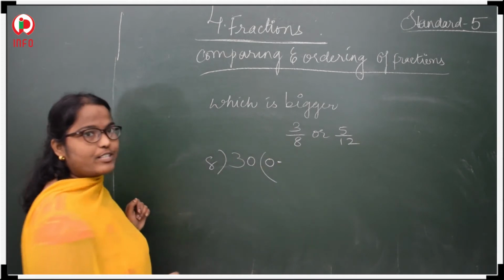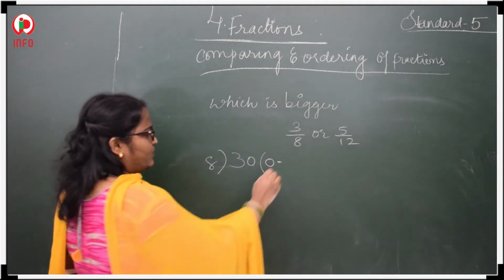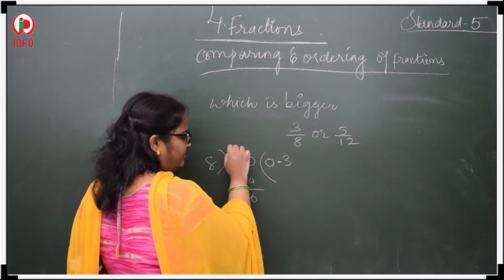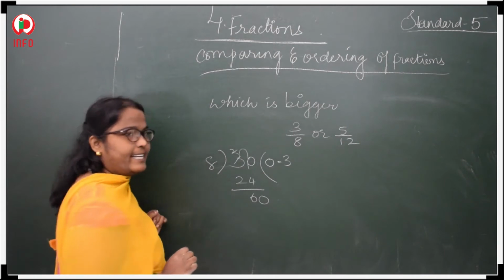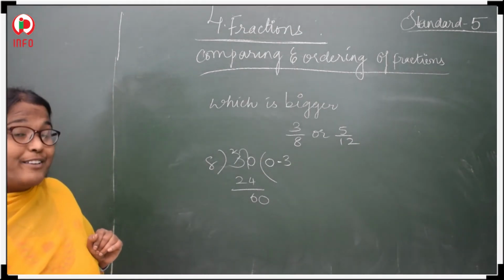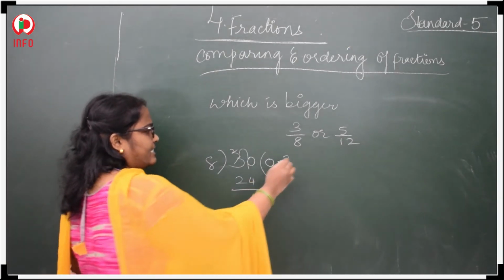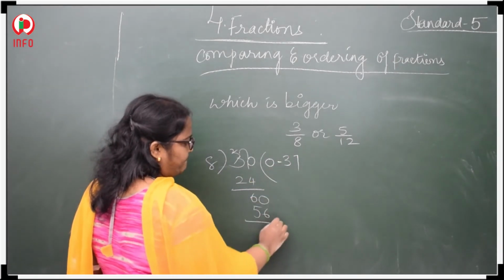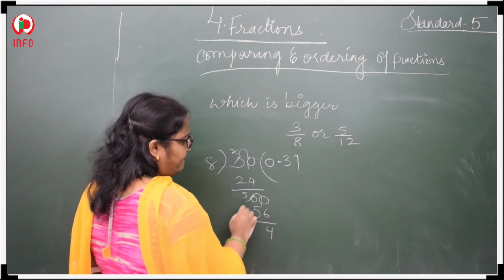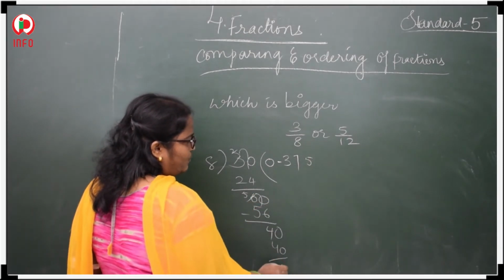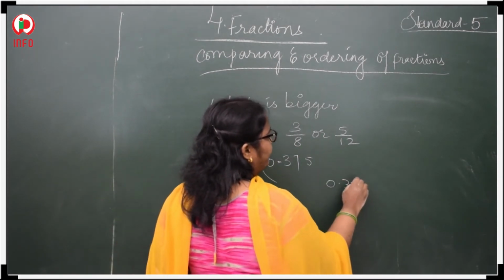8 ones are 8, 8 twos are 16, 8 threes are 24. 8 eights are 64. 8 fives are 40. 8 sixes are 48. 8 sevens are 56. So what we got here is 0.375.